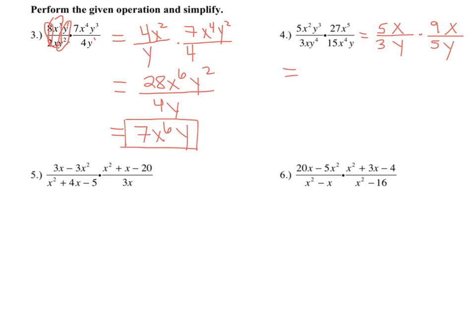So now if we multiply straight across, 5 times 9 is 45, x times x is x squared. Three times 5 is 15, y times y is y squared. 45 is divisible by 15, you get 3. So it's 3x squared divided by y squared.